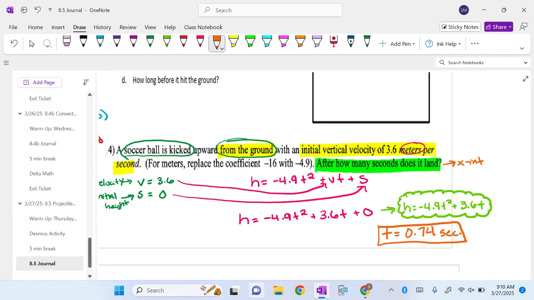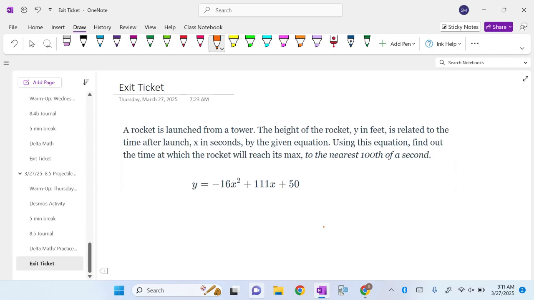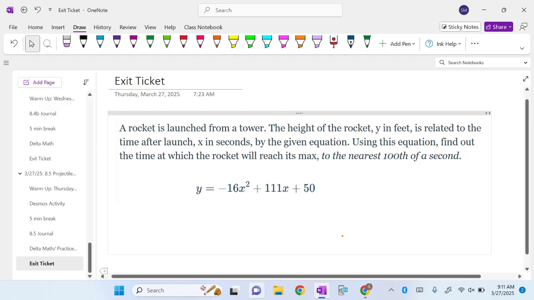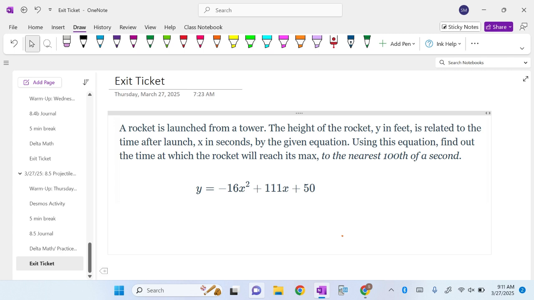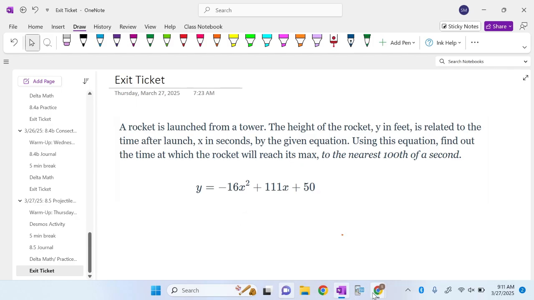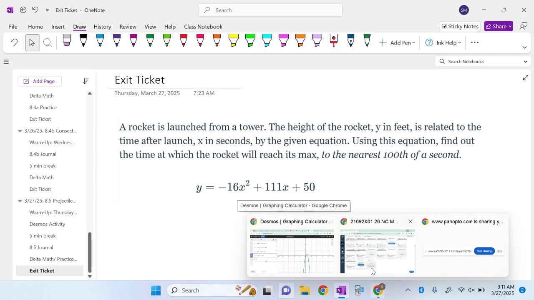All right, any questions on any of this? So there is a Delta Math for you that's already open. It's very, very easy. It's just all of this stuff, but we only got about 10 minutes left of class, so I'm just going to go ahead and give you your exit ticket. So keep Desmos up because you're going to want it. So just go ahead and knock out your exit ticket, and then we're done for today. And I'll give you guys time to work on the Desmos tomorrow.